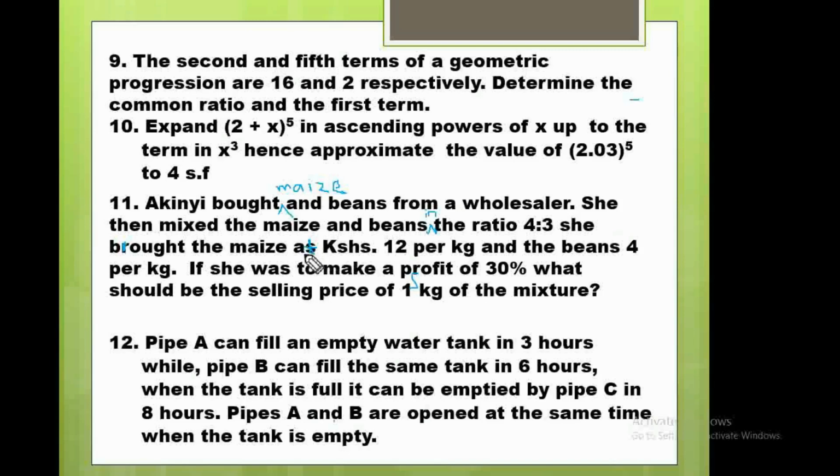She bought the maize at 12 Kenyan shillings per kilogram and the beans at 4 Kenyan shillings. So there should be 4 Kenyan shillings per kilogram. That's why I have a pen there so that I can correct. So if she was to make a profit of 30%, what should be the selling price of 1 kilogram of the mixture?